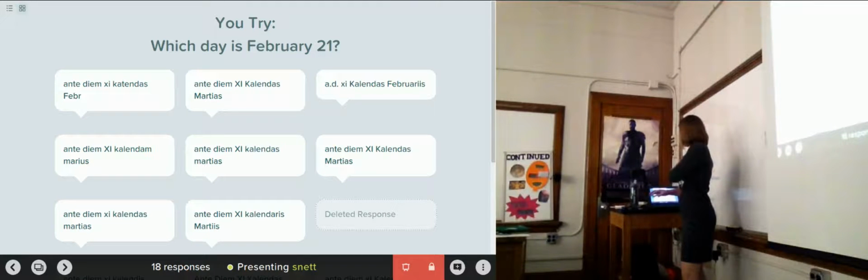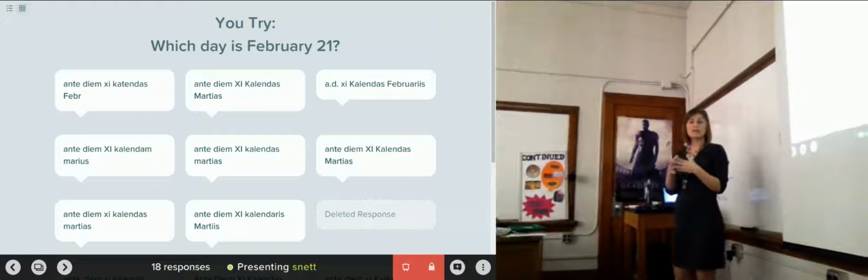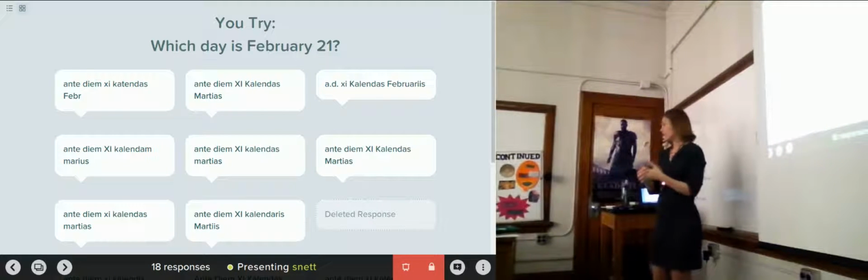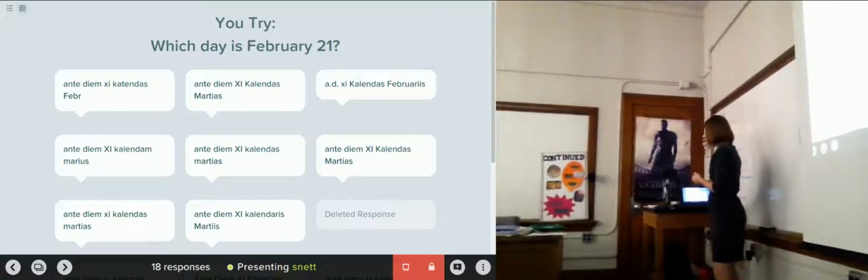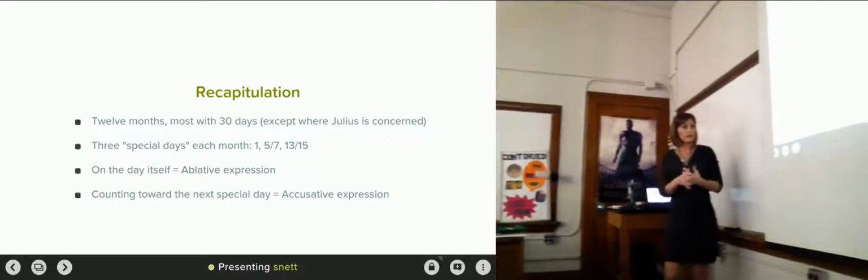Okay, so some of you are still kind of working out the kinks between ablative and accusative, but we're just counting toward it. All right. So a quick recap for you. This is sort of a truncated version of everything we just did.